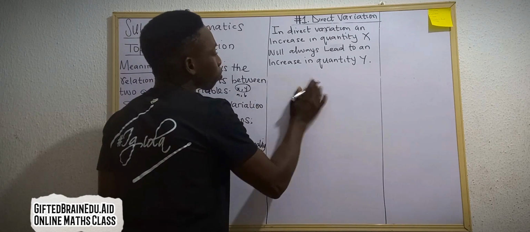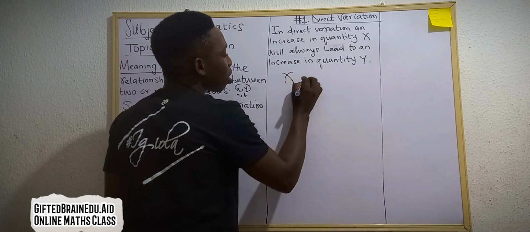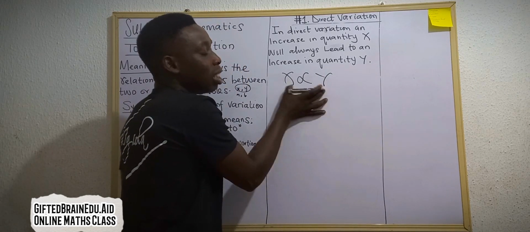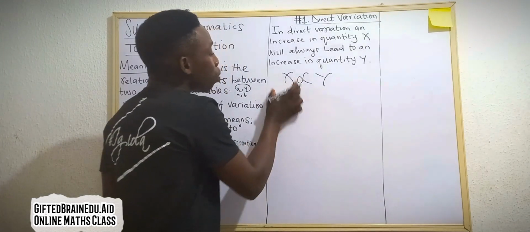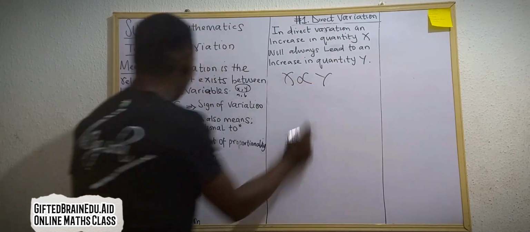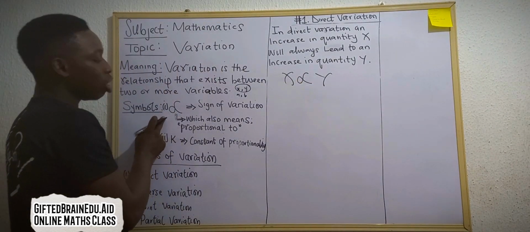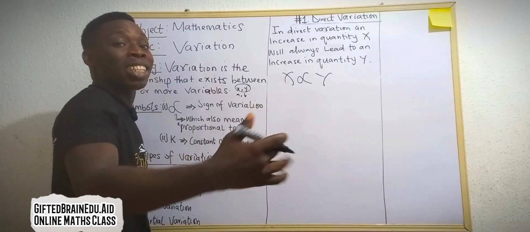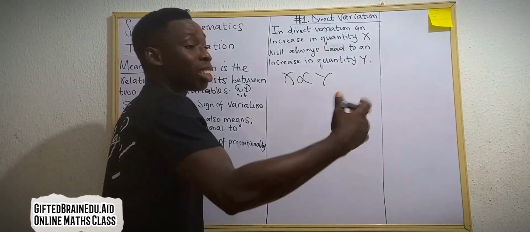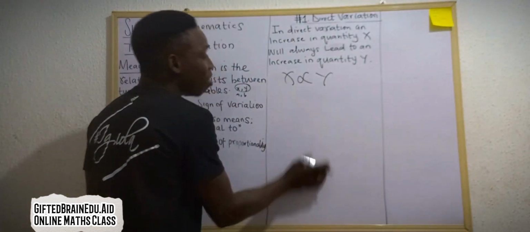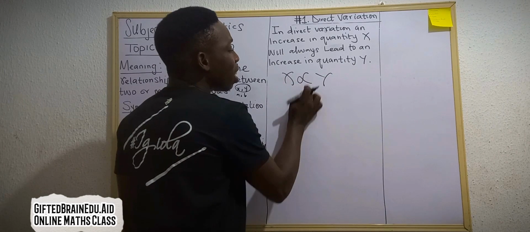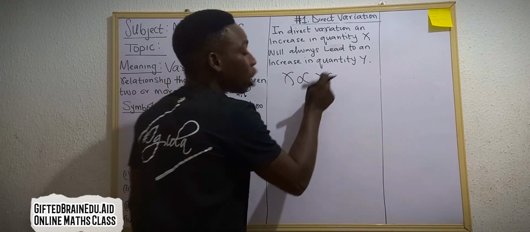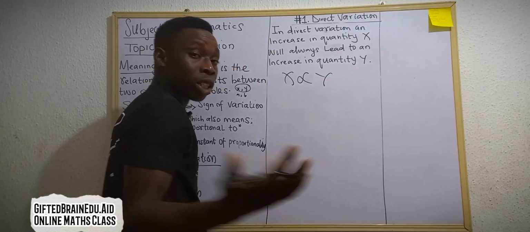If we have x varies directly as y, every direct variation is always in this form mathematically. If we have x varies, now don't forget I told us at the beginning of the class that this sign of variation means proportional to, and you can sometimes read this as directly varies as. Now for this one, I can read it as x varies directly as, or I can read it as x is directly proportional to. So any of the two, according to the question given to you.